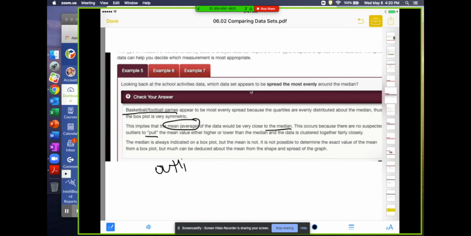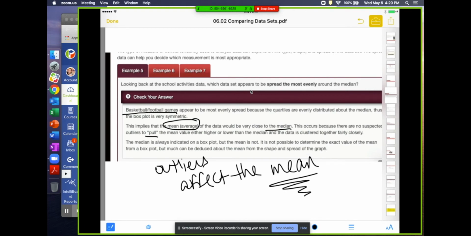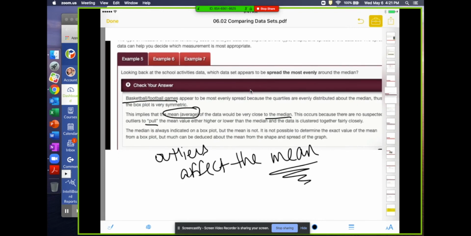If we have an outlier, this tends to pull the mean value even higher or lower. So you would have to kind of imagine if you have everybody in the class that's somewhere around 5 feet tall and then someone 7 feet tall, that's going to skew the data. It's going to pull it higher because of the person who's 7 feet tall.